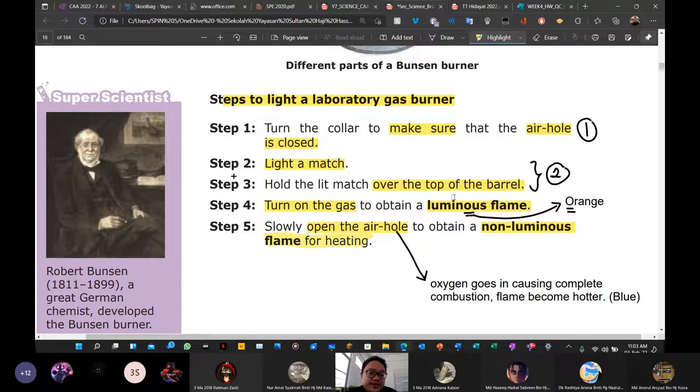Okay, so make sure you highlight all this information. When you highlight it, all the information will become precise and shorter. So first, make sure the air hole is closed, then light a match on top of the barrel and turn on the gas to get a luminous flame. And when you open the air hole, oxygen will go in and mix with the gas, causing it to become a non-luminous flame. So make sure you highlight and copy this into your book. I'm going to give you 2 minutes to do that one.